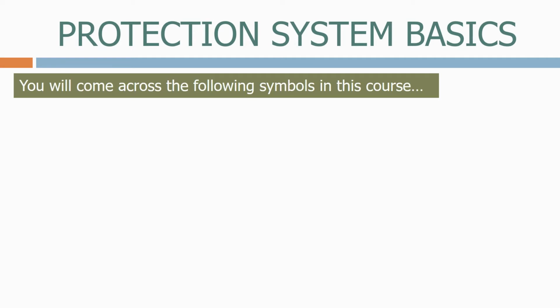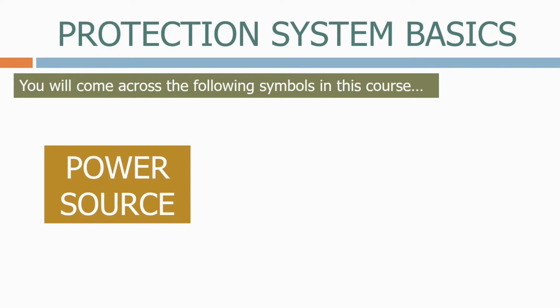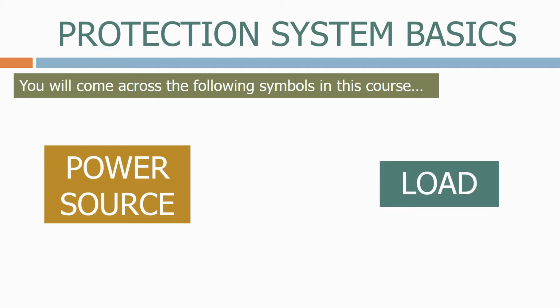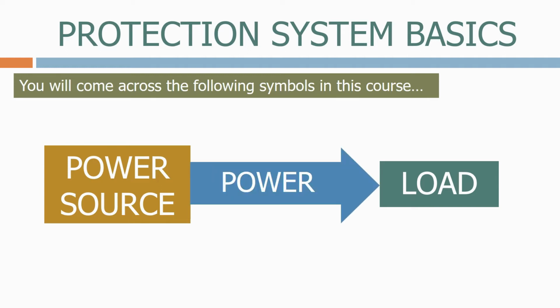You will come across the following symbols in this course. The first is the power source. This is where the power is generated. It could be a power station or a diesel generator. Next we have the load. This is where the energy of the system is used up. It could be a large motor, a kettle, or a washing machine. We always assume that the power flows from the power source to the load.